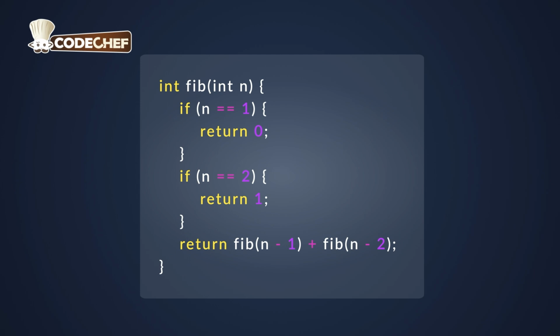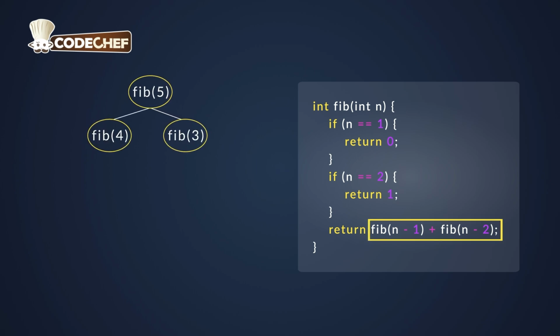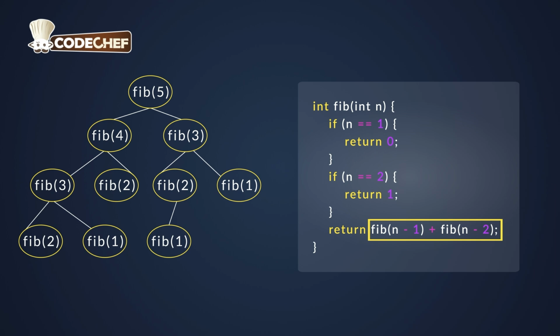Let's go through how it works step by step. We call fib of 5, which requires fib of 4 and fib of 3. Let's expand further. When n is 1 or 2, we return 0 or 1. These are the base cases. Once we reach the base case, values flow back up, summing to produce the final result.